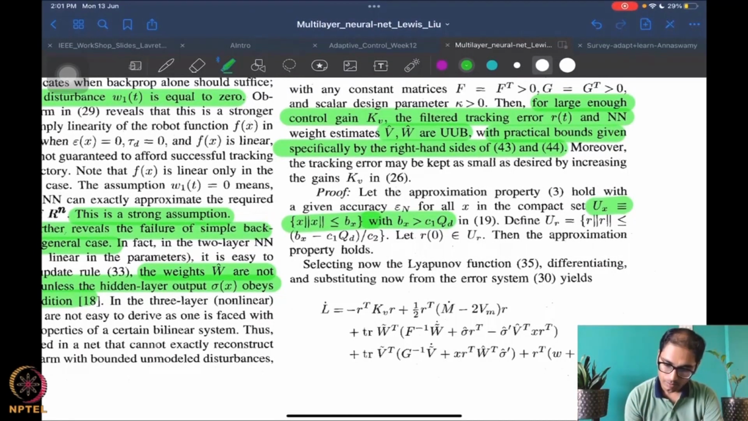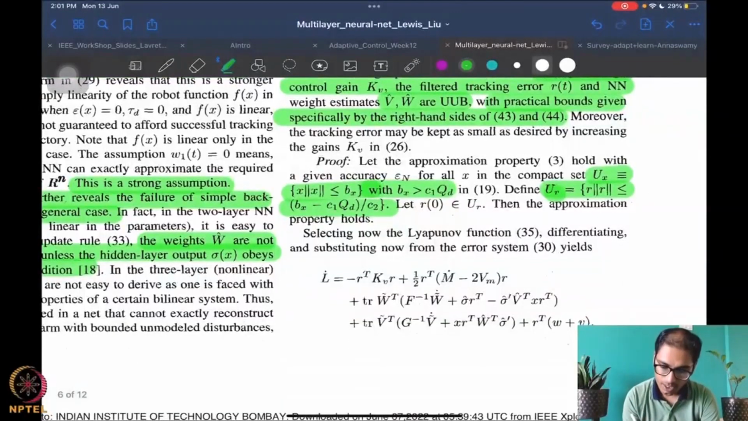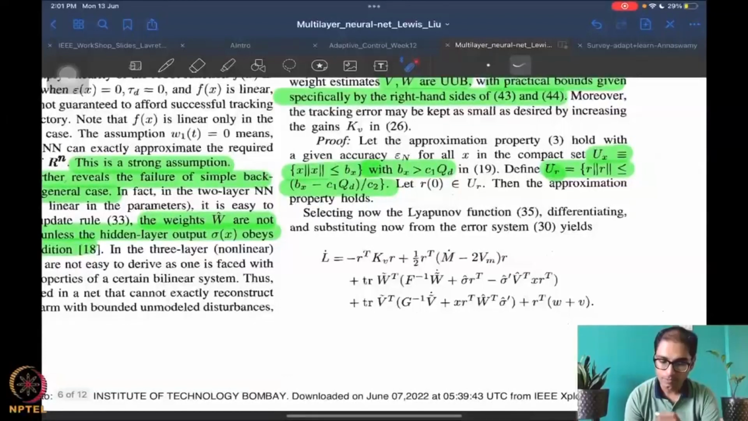Okay, this nice set, and again you have UR, which is a set correspondingly defined for the R variable. You typically assume that these bounds hold within a certain set. So then of course this approximation property holds here, for this set R in U, R0 in UR.